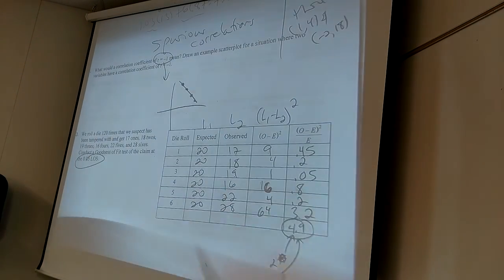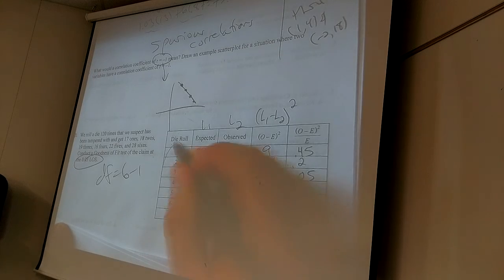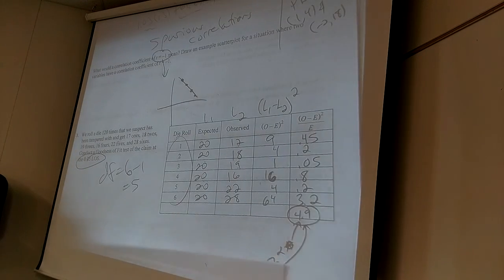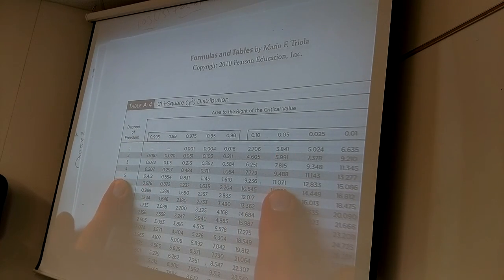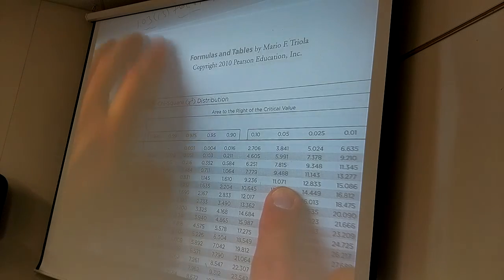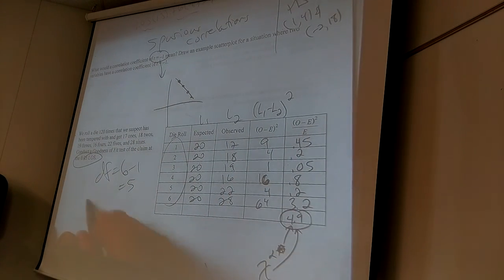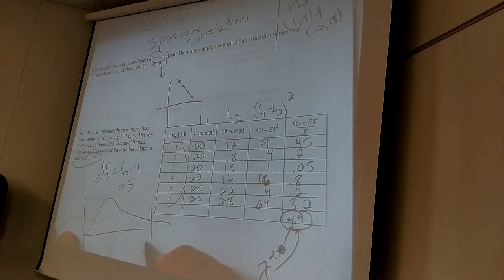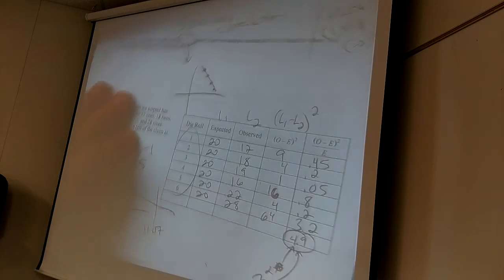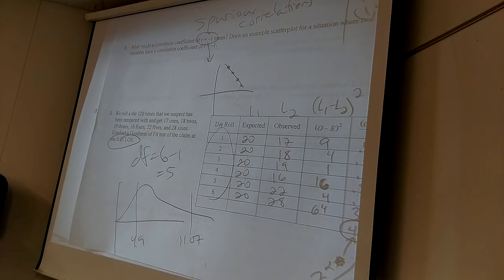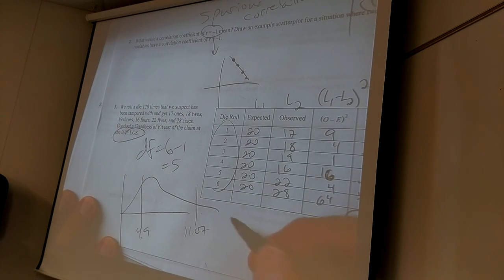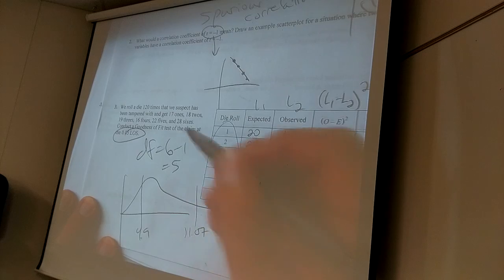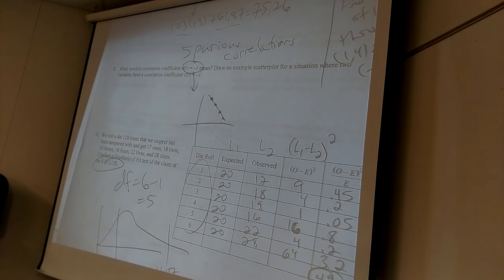Now, what's the degrees of freedom? 6 categories minus 1 is 5. I like it. And then my alpha is 0.05. So I go to 5, 0.05, 11.071. So I'd have to get to 11.071, and we got to 4.9. So did we find evidence that they are not the same? No, we didn't find evidence that we can't say that this is a good die. I just didn't find evidence that it isn't.